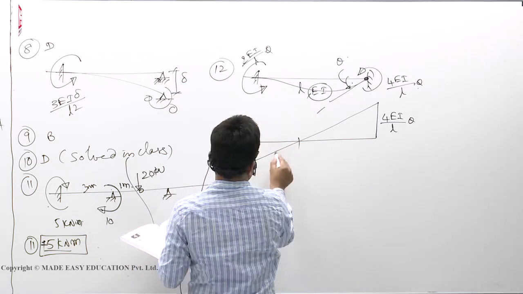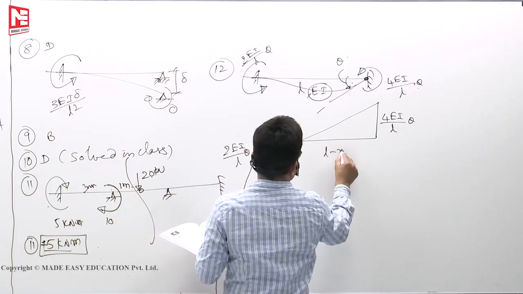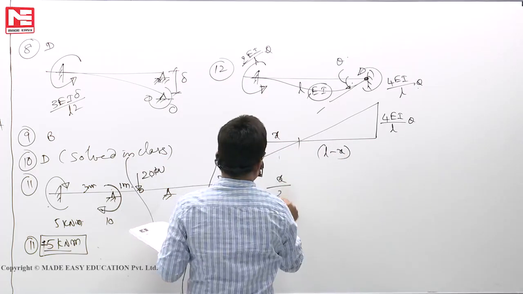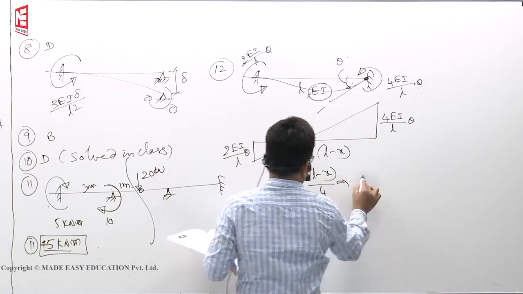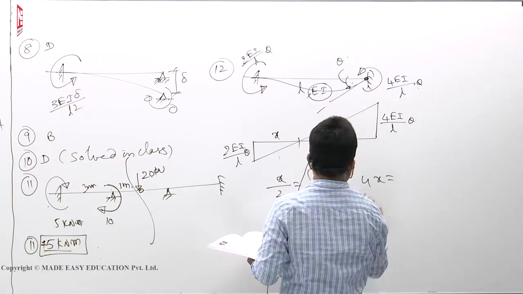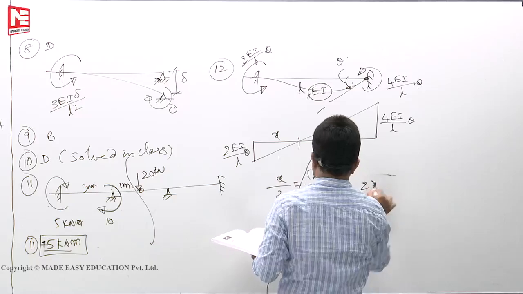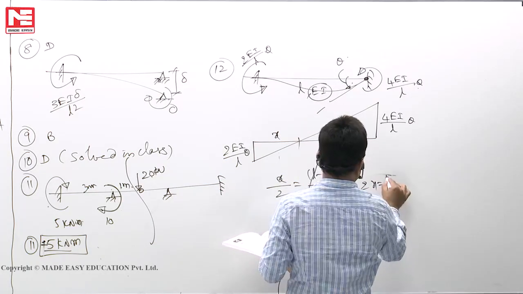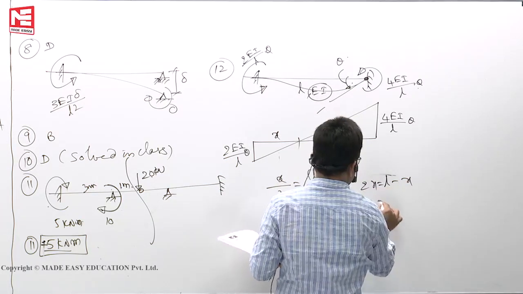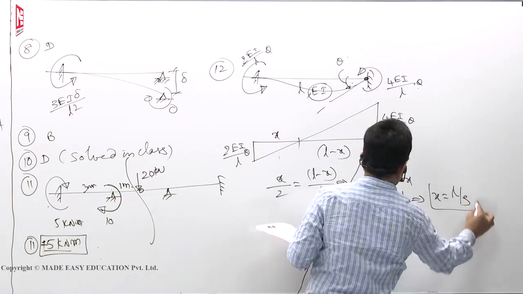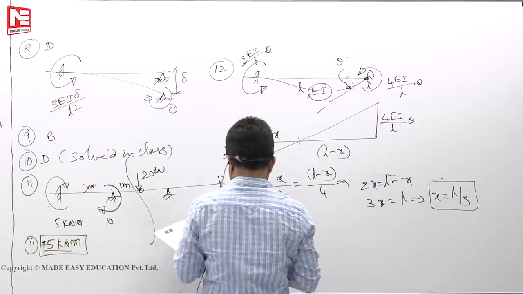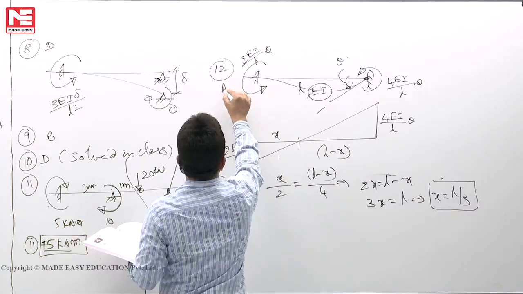Then he is asking x, and L minus x. So x by 2 is equal to L minus x by 4. So 4x or 2x we can write it: 2x is equal to L minus x. Push it to the left side: 3x is equal to L. So x is equal to L by 3. At a distance of L by 3, the point of contraflexure will happen. So for the 12th question, A is the answer.